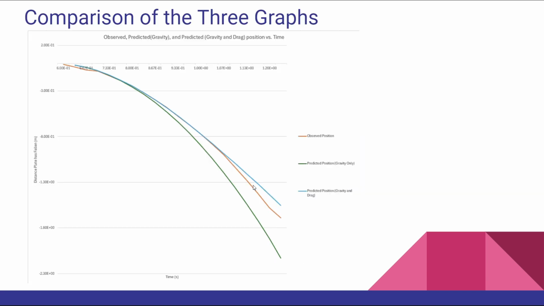Okay, so the comparison of the 3 graphs. As we can see right off the bat, the predicted position with the gravity only is a lot worse than the predicted position with the gravity and drag. This blue line right here is the gravity and drag line. As you can see, it's right on the orange line, which is the observed position, the real-life model. It splits a little bit at the end, but it's pretty close to what the actual plate did in real life. Whereas this one, where we're not accounting for drag, just keeps speeding up forever, and it goes way too fast.